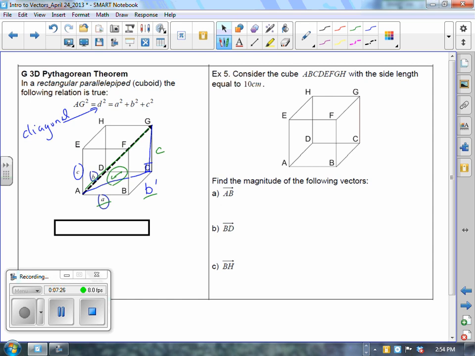Okay, so take a moment and reflect upon that. You can see how A, B, and C are now being used to calculate the length of the diagonal. So with that in mind, what I would have you do is to follow through on determining the magnitudes of vectors AB, BD, as well as BH. So please take a moment to pause the video, attempt all three, unpause, and check your work.